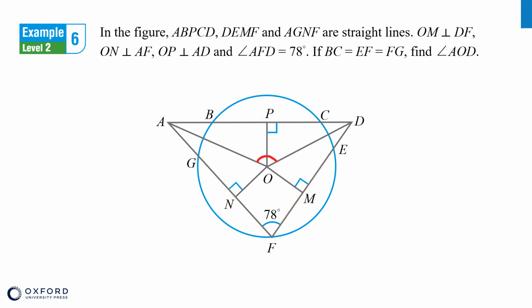In this question, we're given a circle with some chords of equal length. Then we have some triangles with right angles. It's very likely we're going to make use of this information.